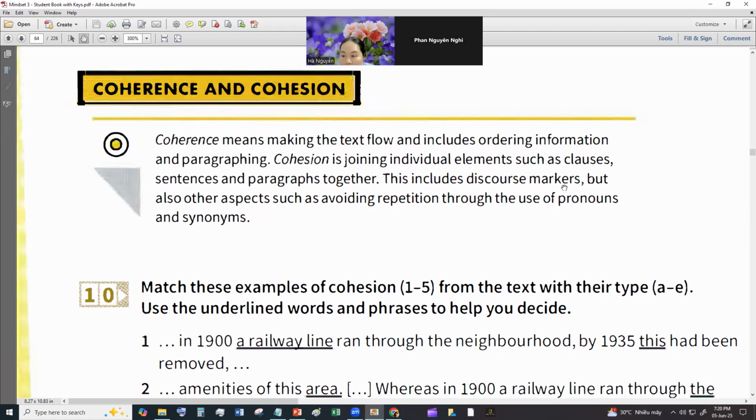Yeah, so this includes discourse markers. But other aspects such as avoiding repetition through the use of pronouns and synonyms are considered cohesive devices. So besides discourse markers, to increase your cohesion, you can use aspects such as avoiding repetition through the use of pronouns and synonyms. So remember, to increase cohesion of your writing, you can use discourse markers like the ones we did in exercise 7, or you can use pronouns, you can use synonyms.